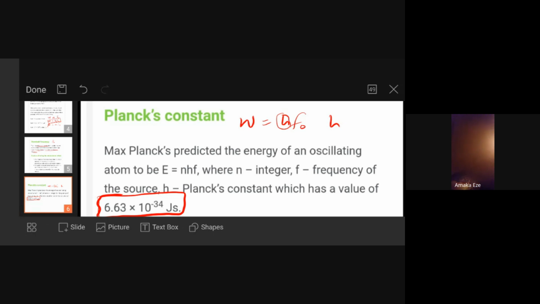We'll see the whole of that, what he meant. We'll see how we can combine Einstein's energy equation and Max Planck's energy equation, and then together we form what we call the photoelectric equation. And that is what we use in solving problems involving the photoelectric effect. So when we get to that, I will explain more on that equation there.